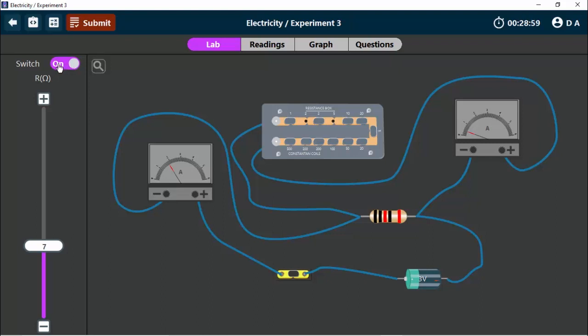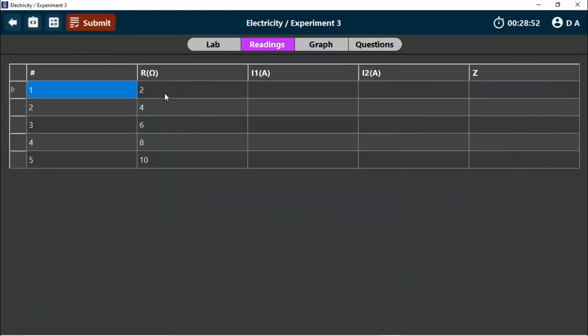So let's take a look at what we're expected to do in this experiment. Once again, we're expected to take the reading of the first ammeter and the second ammeter when the resistance of the resistance box is 2. Then I want to change the resistance box to 4, 6, 8, and 10. For each value of R, we're going to read I1, I2, and compute Z. Note that Z is I1 divided by I2. Okay, so let's go back to the lab.